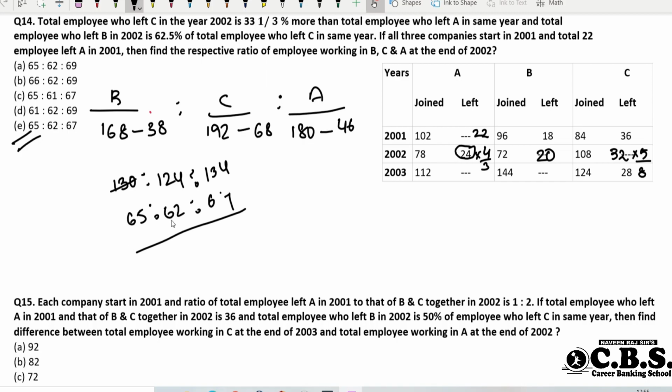So in two tables, 65 and 62. What is the difference? 3. So is 3 divided by 67? No, not at all. So which option is the right answer? That option is the right answer. No more detailed explanation is needed, it's very clear.